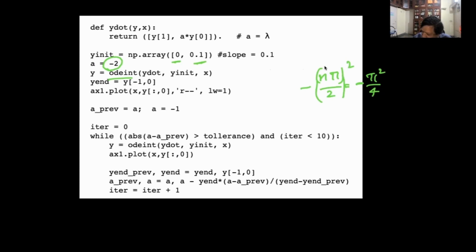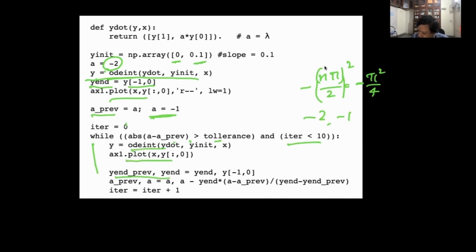So with odeint, I just look at what is y end for this solution, and I plot it here. Now I need 2 values, because the secant method requires 2 values, n and n minus 1, and I iterate. If the absolute value of a minus a previous is greater than the tolerance, that is, the 2 adjacent values differ by more than the tolerance, and the iteration count is less than 10, I apply odeint and plot.